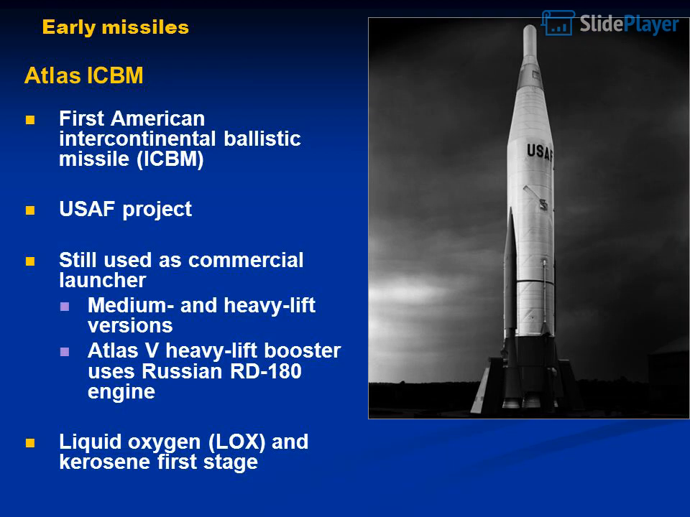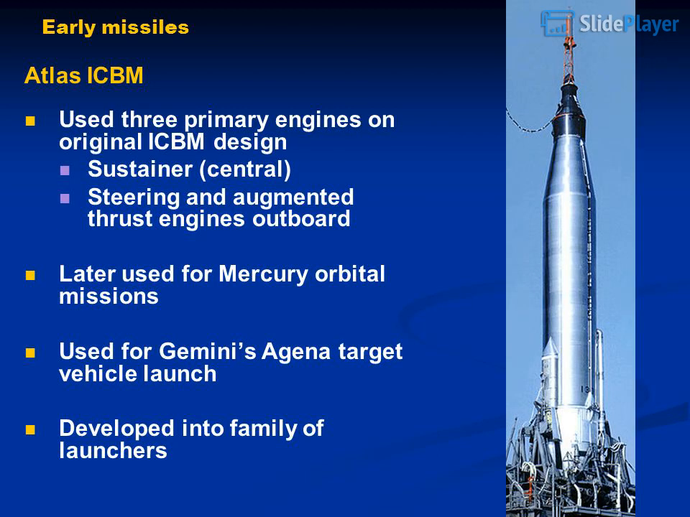Early missiles: Atlas ICBM, the first American intercontinental ballistic missile, ICBM. USAF project. Still used as a commercial launcher, with medium and heavy lift versions. Atlas V heavy lift booster uses the Russian RD-180 engine. Liquid oxygen, LOX, and kerosene first stage. Used 3 primary engines on the original ICBM design, sustainer central.